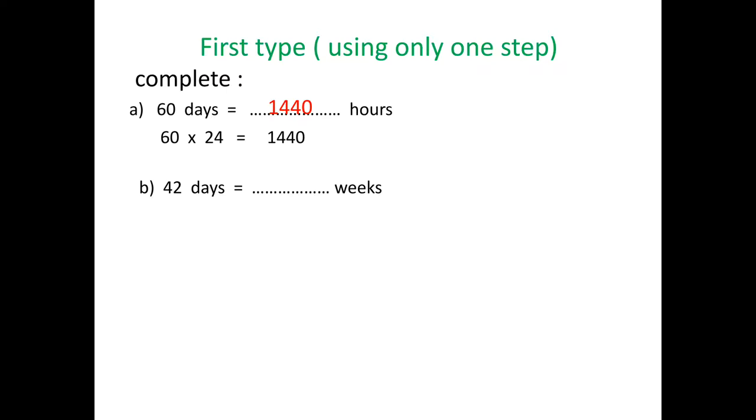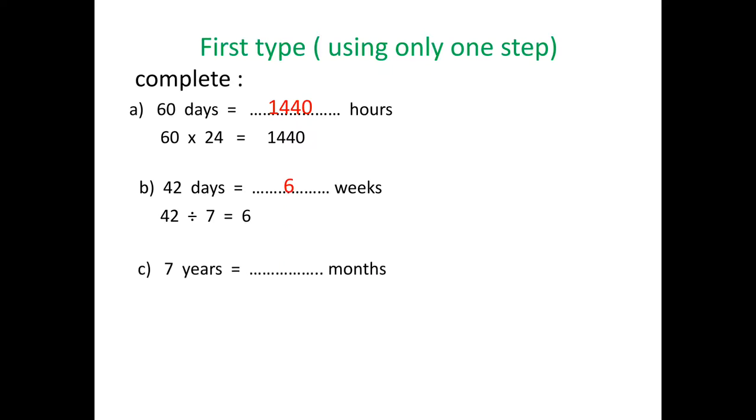And the number, ask yourself, what is the relation between days and weeks? I know that there are 7 days in a week, so my number is 7. So I decided that I will divide and I will use number 7. So 42 divided by 7 will give you 6. We got it from the multiplication table. So my final answer is 6.